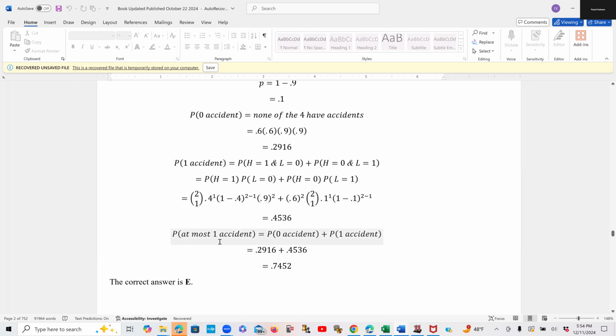So the probability of at most one accident would be 0 accidents plus 1 accident. So 0.2916 plus 0.4536. That is 0.7452. Choice E.